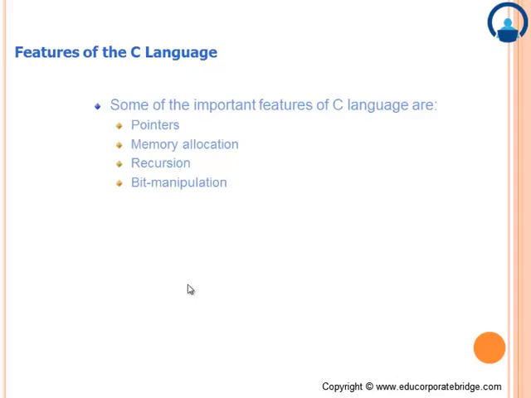Bit manipulation allows the manipulation of data in its lowest form. Let's say, for example, if I store a number 45 into memory, it is stored in the form of bits, that is zeros and ones. So we can do some manipulation with those zeros and ones. How are we going to do that? We have some operators for bit manipulation, and we can use those operators for manipulating the data at the lowest level.